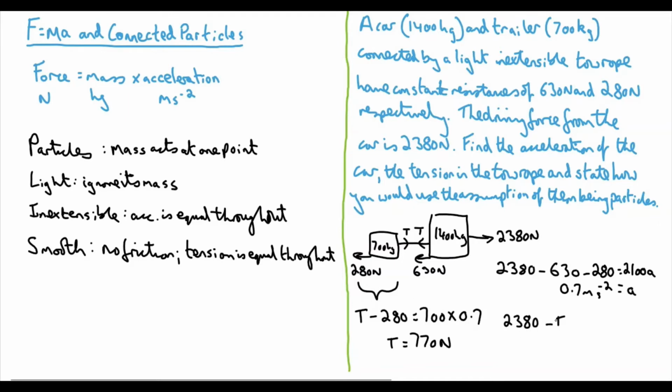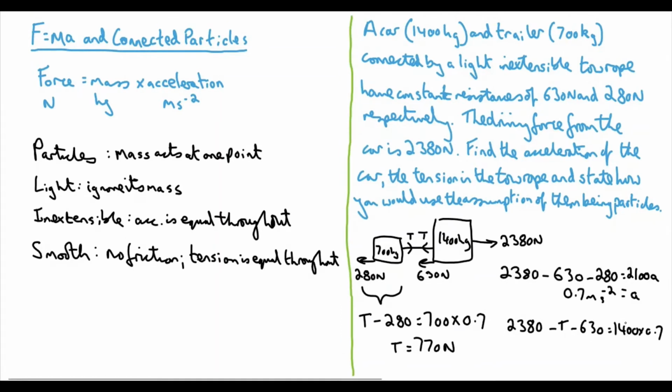If we just double check with the other one, that forward force is 2,380, and then minus both the tension and the 630, that would equal the 1,400 times 0.7. So you do 1,400 times 0.7, and T onto the right-hand side, and we'll move 980 onto the left as a negative now. So T is the 2,380 minus the 980 minus the 630, which leaves you again with 770 newtons, just to confirm.